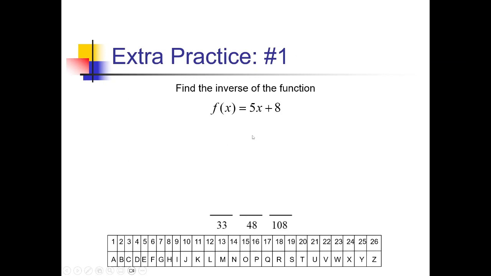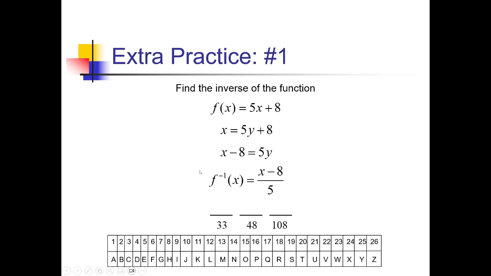So our first function that we have to invert is this 5x plus 8 function. To get the inverse, I'm going to switch my x and my y. So I'll rewrite this as x equals 5y plus 8. And then I just try to isolate y. I can do that by subtracting 8 from both sides, so x minus 8. And then I'll divide both sides by 5. And I'll just rewrite y as f inverse. So I'm going to write f inverse equals x minus 8 over 5.